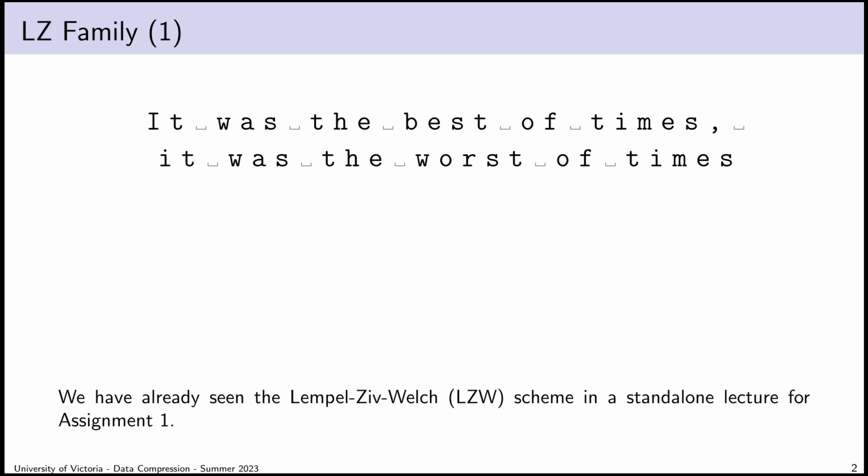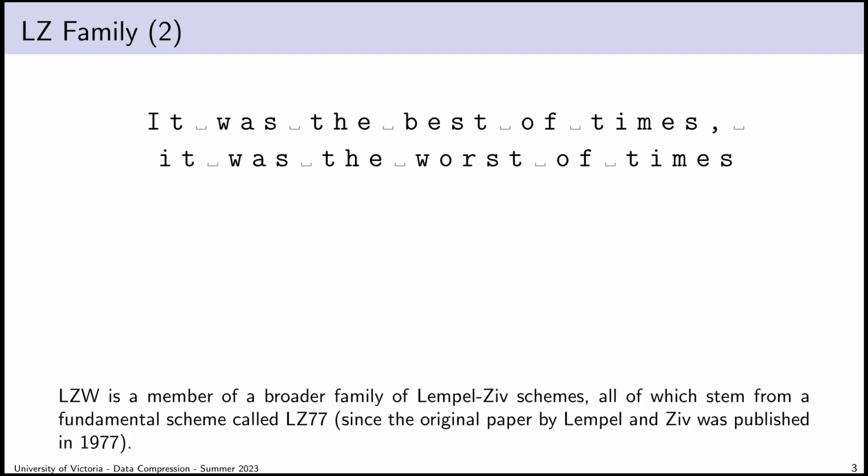So we've already seen LZW, and we'll notice a common theme forming here, which is that all of our Lempel-Ziv family, our LZ family of schemes, including LZW, tend to contain L and Z in their name. That doesn't usually mean that Lempel and Ziv directly authored the scheme in question. So LZW, as I mentioned in Lecture 3, was authored by Welch, but it was based on previous work by Lempel and Ziv, and it was so based on that work that it's reasonable to give Lempel and Ziv credit. And so LZW is a member of this broader family of Lempel-Ziv schemes, all of which trace back to one scheme that is now called LZ77 because it was published in 1977.